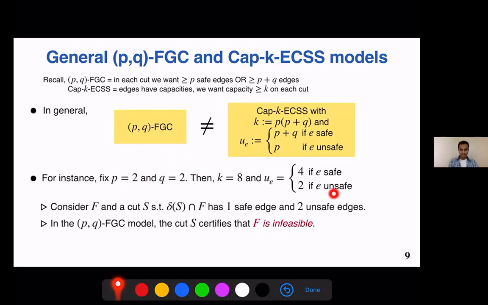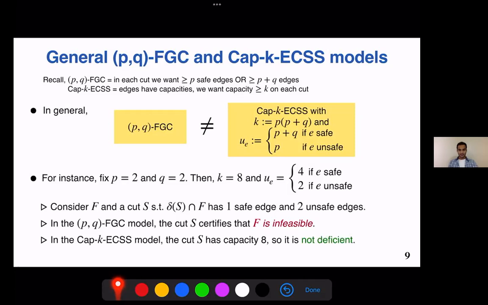Q equals 2. So if these two unsafe edges were to fail, then you only have one safe edge remaining. But we needed at least two edges to survive, no matter which two unsafe edges fail. So that's why there is infeasibility in the PQ-FGC model. However, in the Cap-k-ECSS model, the cut has capacity 8, 4 plus 2 times 2. So this is not deficient in that model. So in general, these two models can have different sets of feasible solutions.